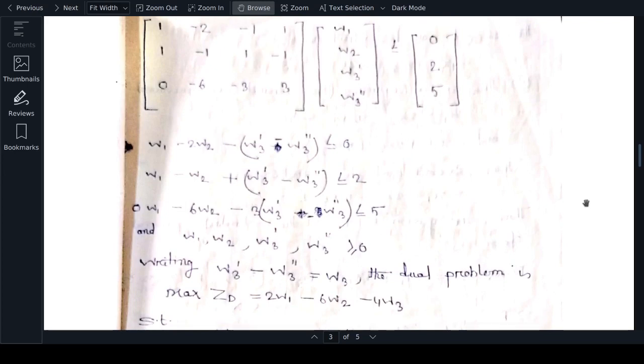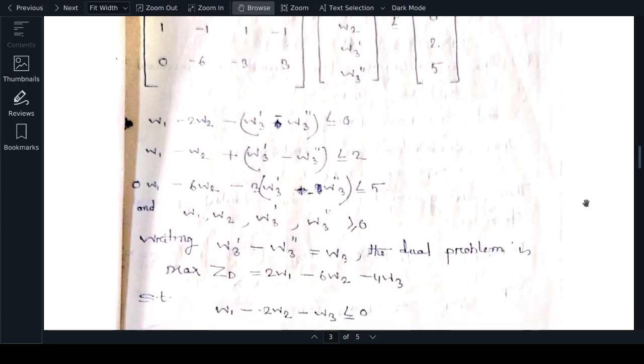So here you see the unrestricted variable we denote by w3, and this is the difference between w3 dash and w3 double dash. So writing w3 dash minus w3 double dash equal to w3, then the dual problem is: max ZD, where ZD denotes dual.